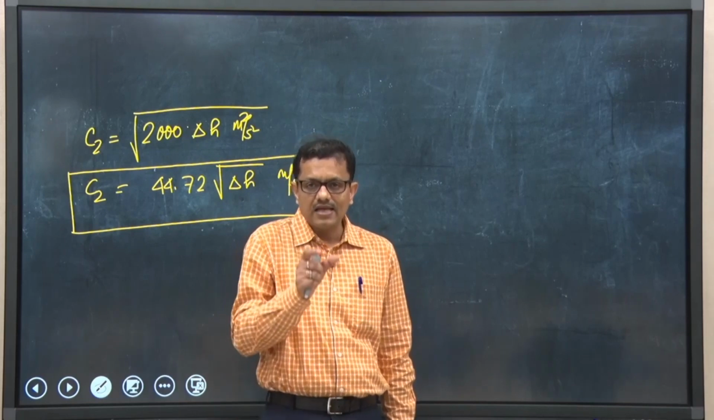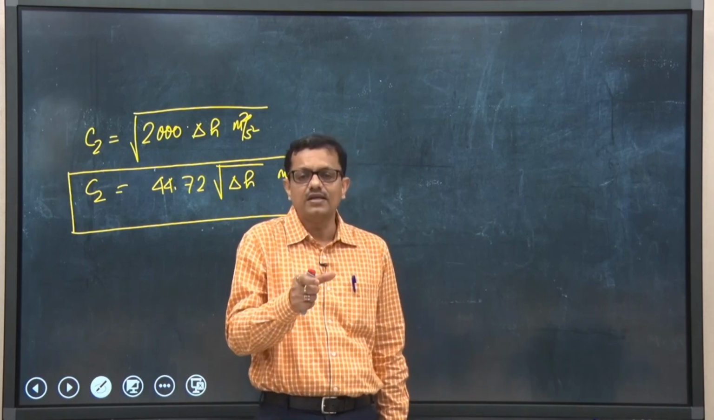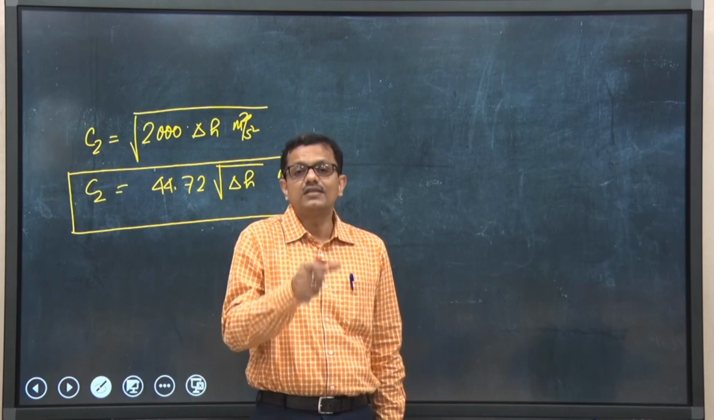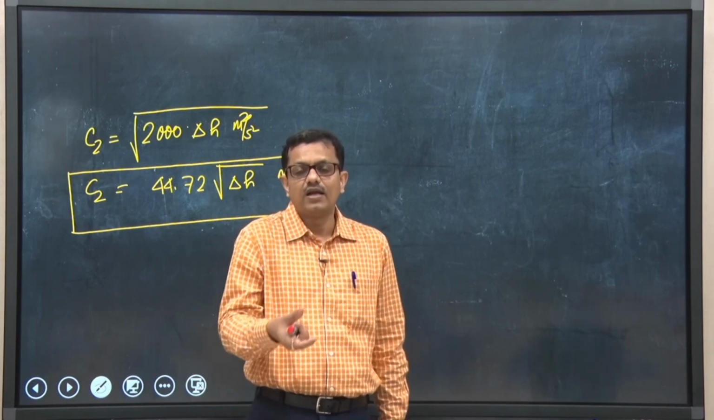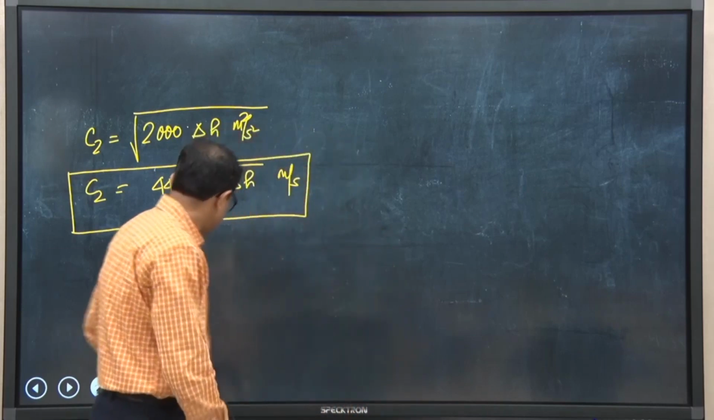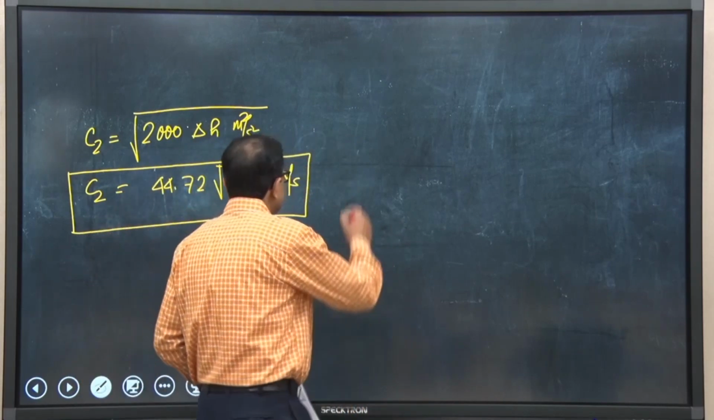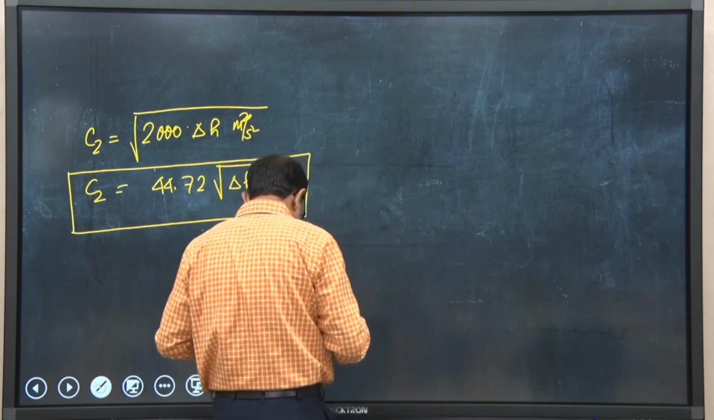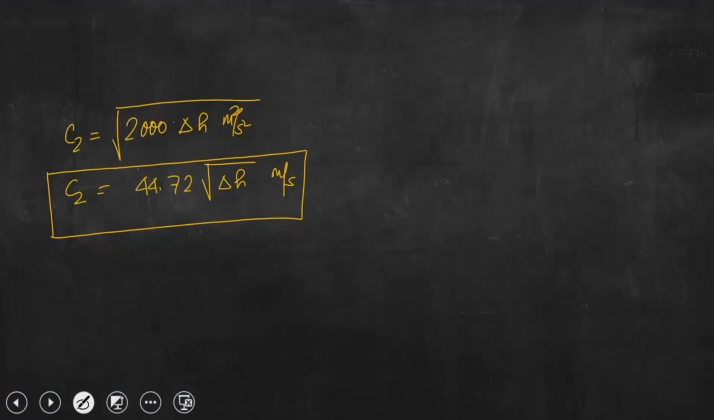So, that means the actual enthalpy drop will be lesser than the ideal enthalpy drop, and considering this aspect, nozzle efficiency will be there. So, let us now look into that particular fact. Say, consider a frictionally restricted expansion.